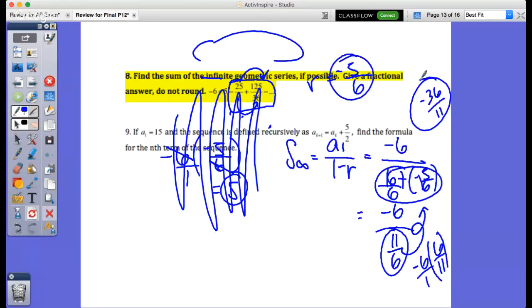So this right here, do you get that this is A1? Do you get that this is R? Sort of working over from these two, right? 25 times what is 125? 5, good. And 6 times what is 36?